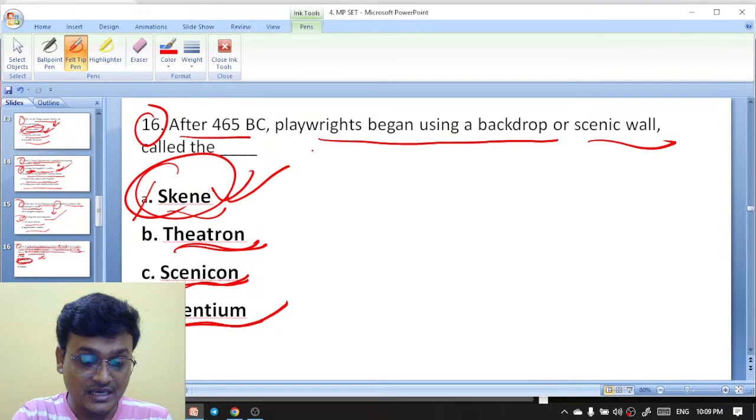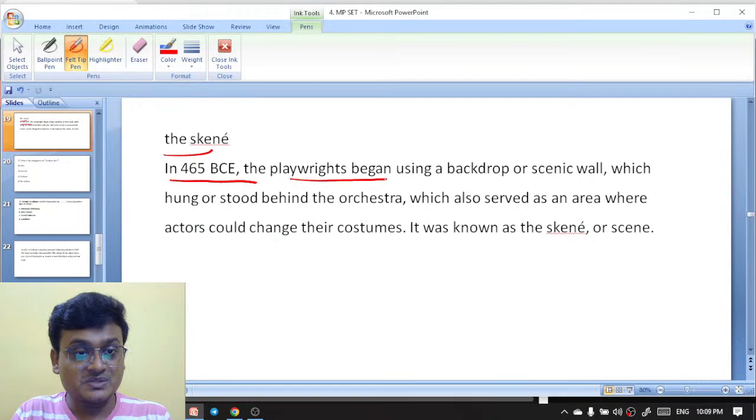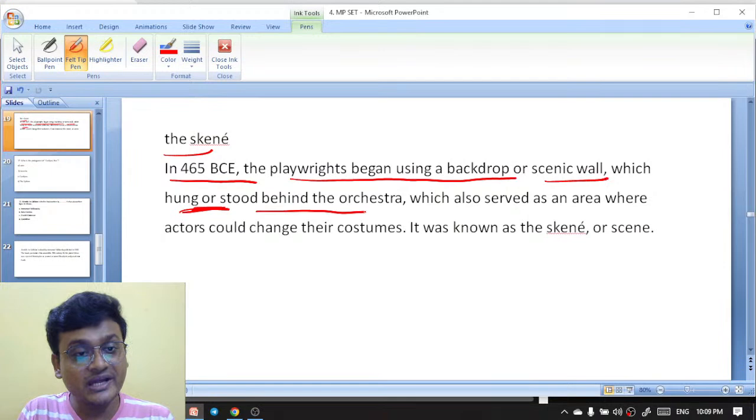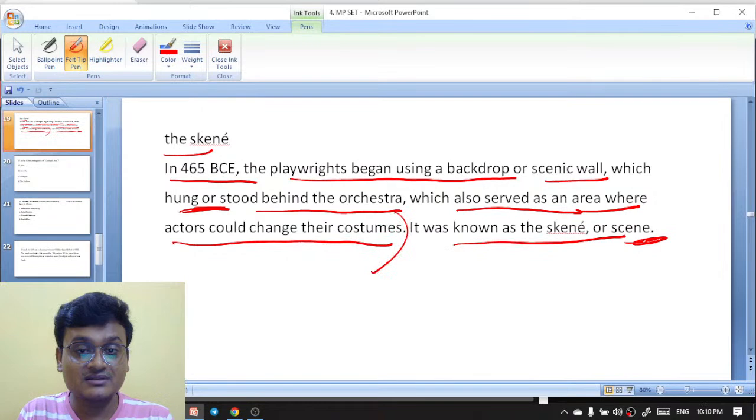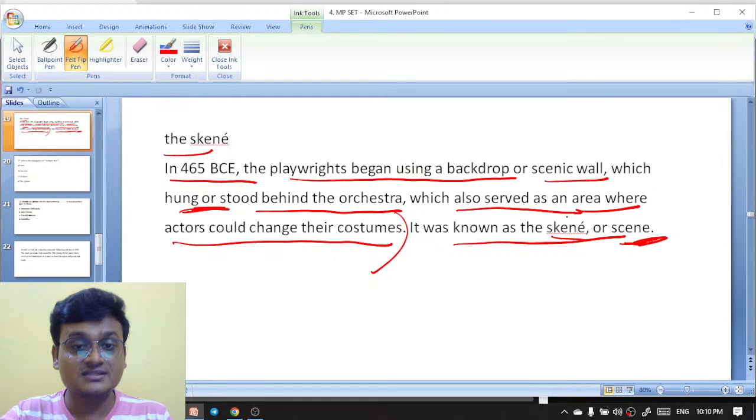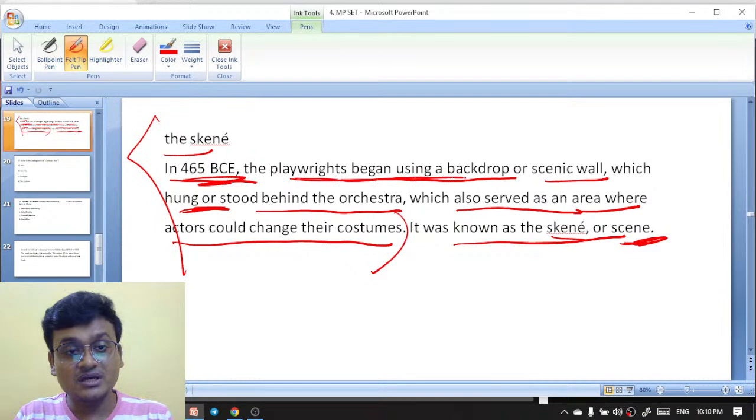In 465 BC, the playwrights began using a backdrop or scenic wall, which hung or stood behind the orchestra, which also served as an area where actors could change their costumes. It was known as the skene. Behind the curtain, the actors changed their costumes.